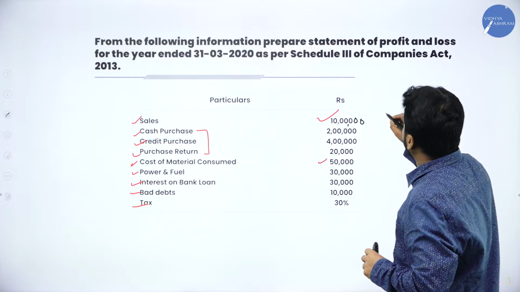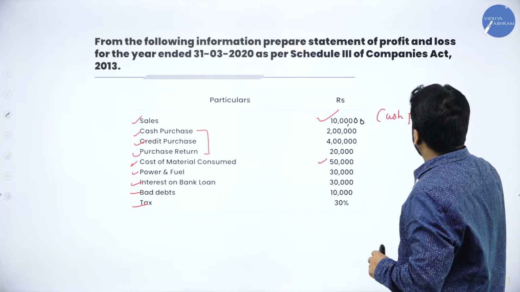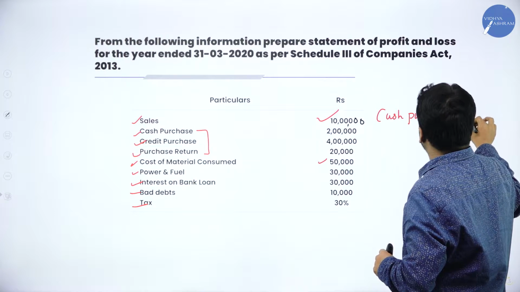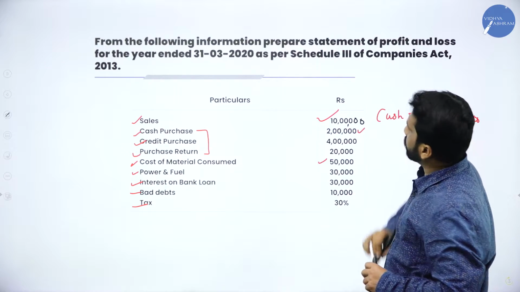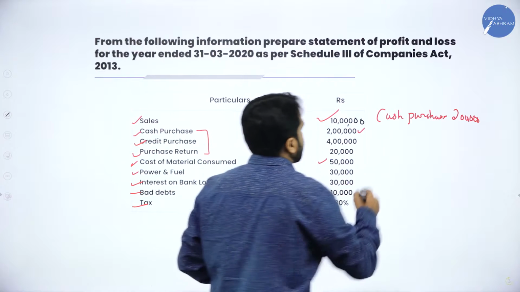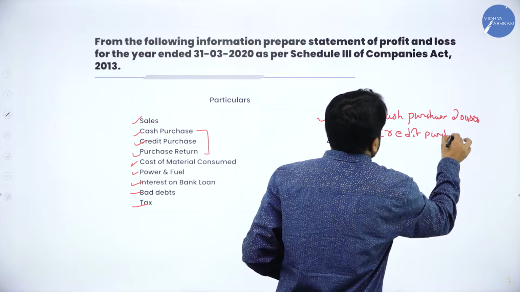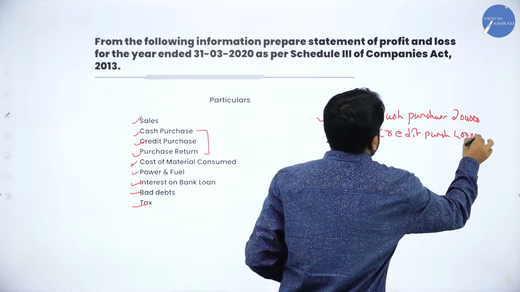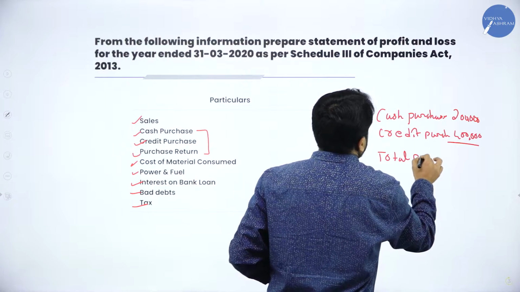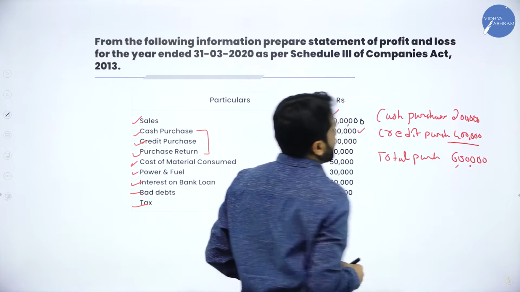Cash purchase they have given. How much they have given for cash purchase? 2 lakh. Cash purchase over. Credit purchase they have given 4 lakh. Credit purchase is 4 lakh. So what is the total? Total purchase we got 6 lakh.